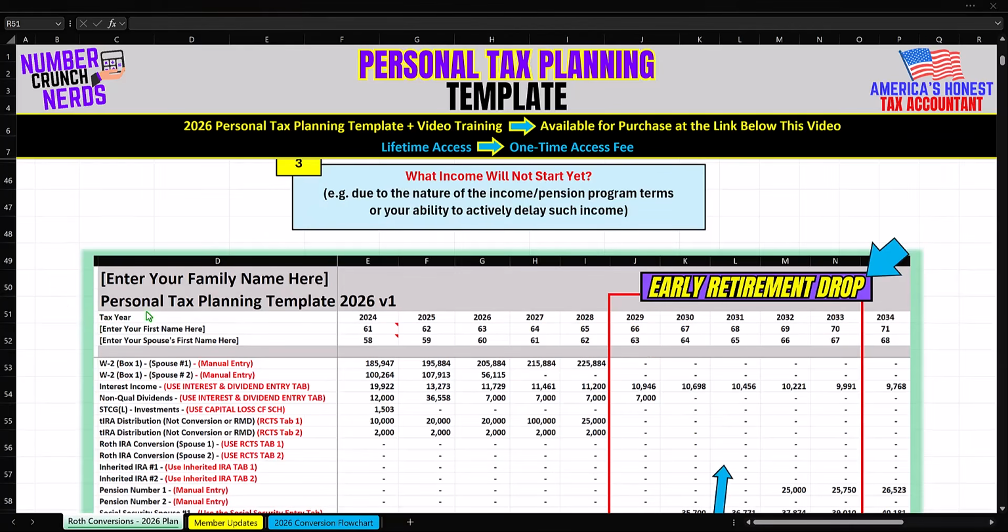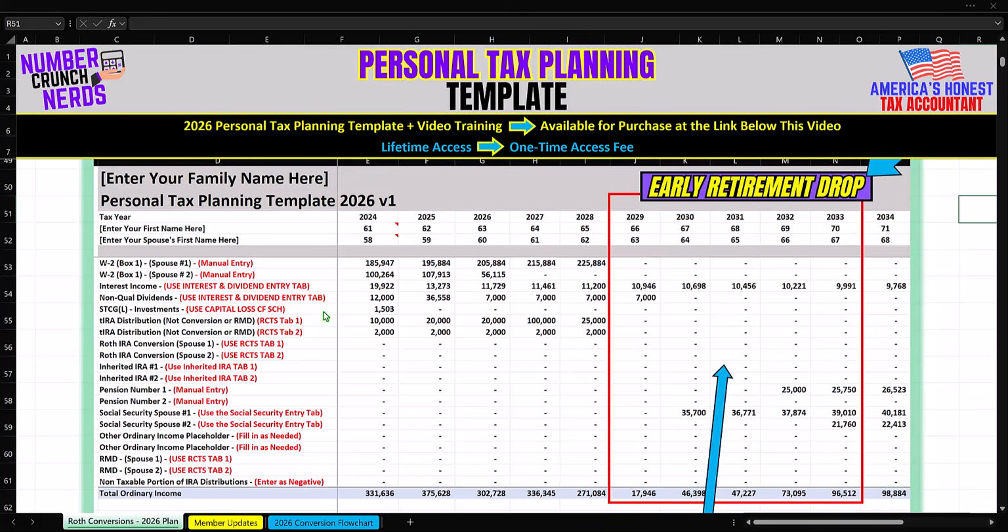So if we come down here and take a look at the personal tax planning template, think about those gray bars that we saw above in the overall Roth conversion strategy chart, and let's take that graphical representation and turn it into numbers. So as you can see right here, this would be the employment years where people are generating W-2 income. Maybe one spouse retires earlier than the other, but then at some point we're going to enter the early retirement drop. And that's where we will see W-2 wages taper off.